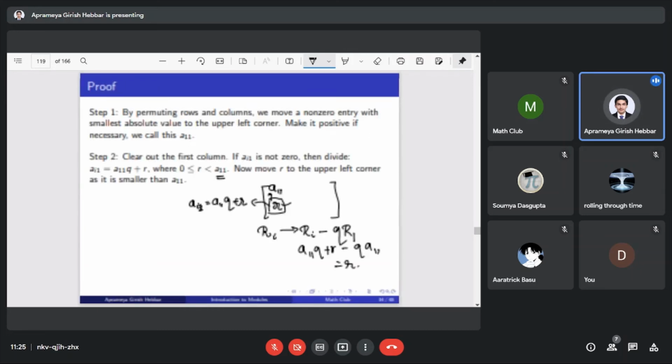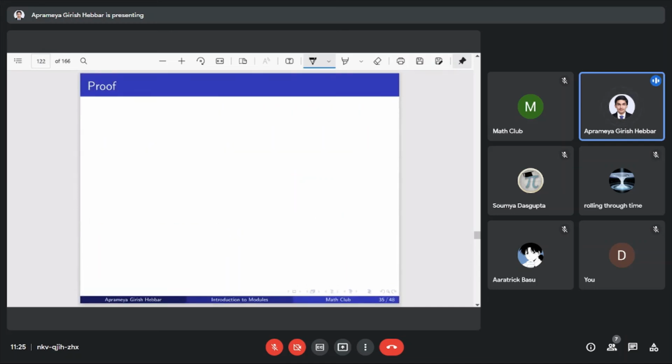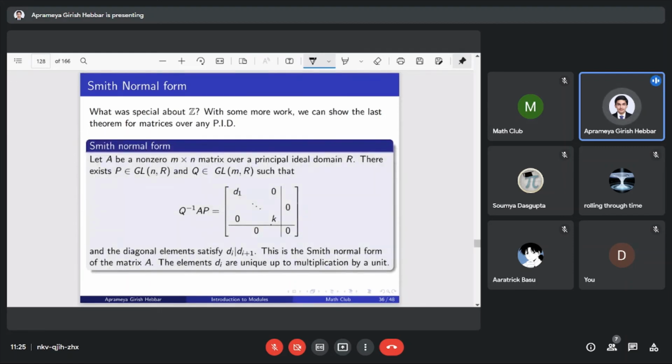So this was all for Z, right? Good. So what was special about Z? With some more work, we can show that the last theorem for matrices is actually true over any PID. So what do I mean by this? If A is an m cross n matrix over a PID R, again, just to remind you, PID means every ideal is a principal ideal of the form (a). So if the ring R is a PID and A is a matrix over R, then there exist P and Q invertible.